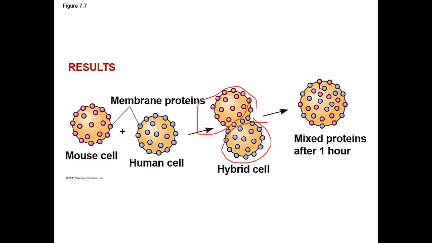So you can see here what we've gone over really demonstrates the fluid mosaic model of the cell membrane. The fluidity refers to the fact that the phospholipids and the proteins are not locked into place, they're constantly drifting around. The mosaic refers to the patchwork of proteins that are embedded within the phospholipid bilayer.